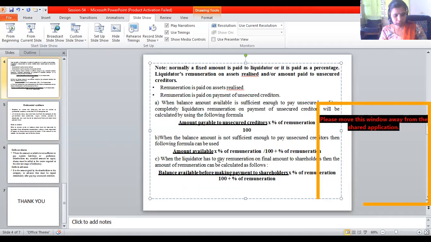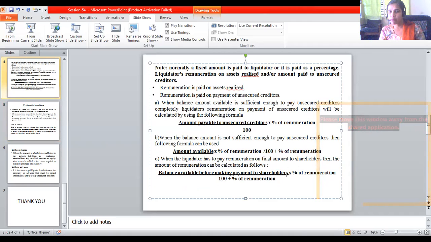Next, when the liquidator has to pay remuneration on the final amount to shareholders, then the amount of remuneration is calculated as below: balance available before making payment to the shareholders, into the percentage of remuneration, divided by 100 plus the percentage of remuneration.